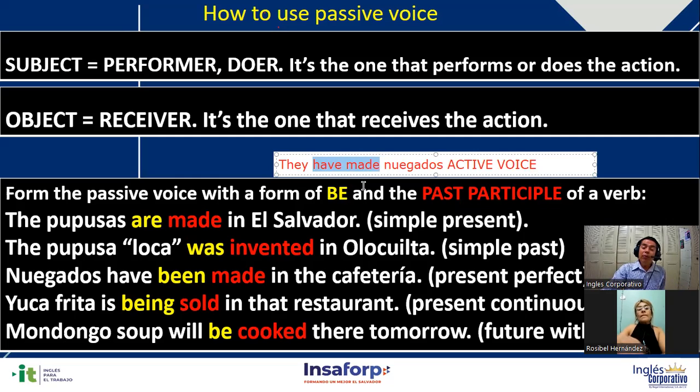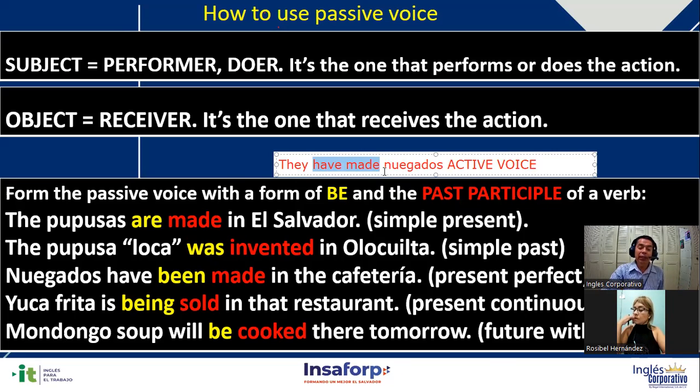Entonces, ¿cómo paso una voz activa a la voz pasiva usando el presente perfecto? El verbo have, se lo pongo aquí, miren. Have, se lo dejo, no se lo elimino. Le pongo been, como está en presente perfecto, ya no le pongo are, is, o was, no, le pongo been, ¿sí? Ok, y en el último, el de la yuca frita, es en presente continuo.